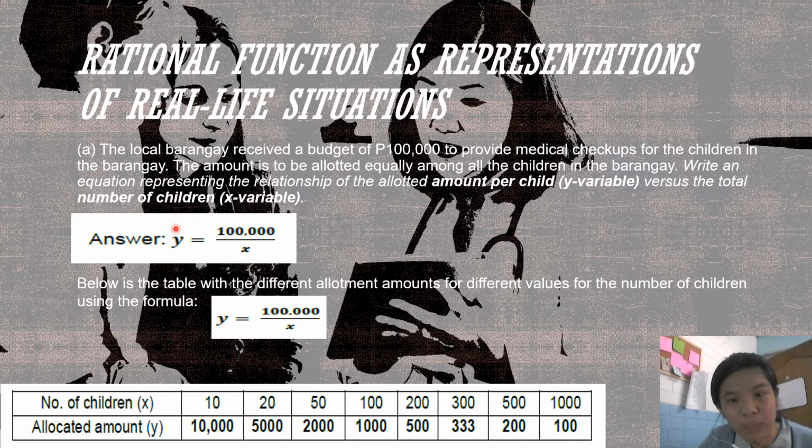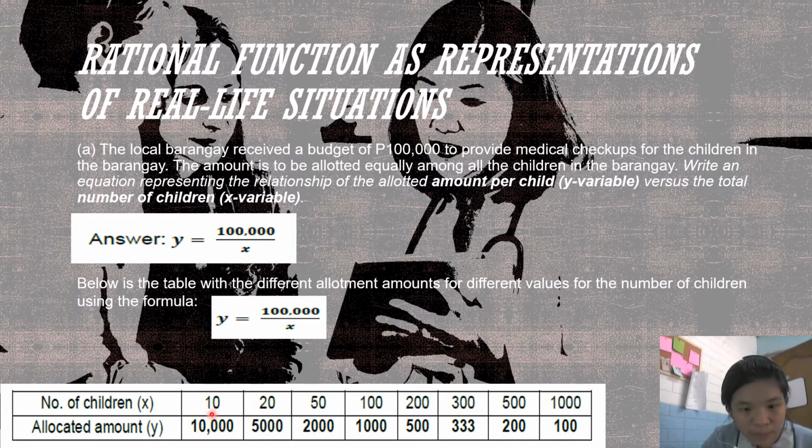Magkano yung makukuha ng per child sa 100,000 na yon? Magkano yung naka-allot sa kanya for medical checkups? So, below is the table of different allotment amounts for different values of the number of children using the formula y equals 100,000 over x. So, this is the number of children, which is x, and the allotted amount, which is y.